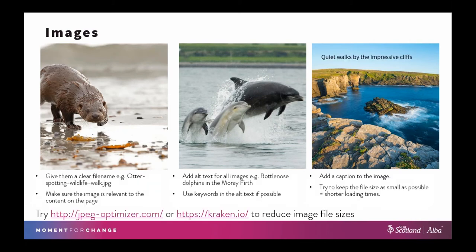So you can help search engines to read and understand your images by ensuring they've got a clear file name, by making sure they're relevant to the content on the page, by adding alt text. So when you hover your mouse over the image, you'll see hopefully alt text. You may not be able to see that, but alt text appears and says bottlenose dolphins in the Moray Firth, and using keywords in the alt text if possible. And as you can see from that final image, adding a caption to the image if it's possible.